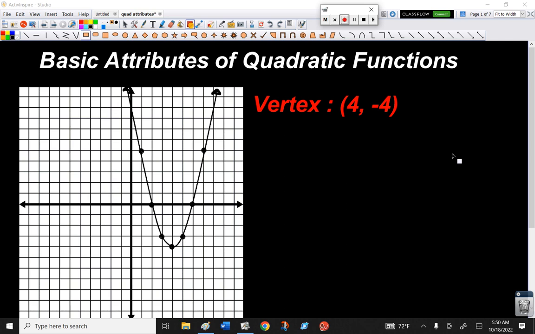Hey students, we're going to start a new unit on quadratics. So we're going to start off with basic attributes of quadratic functions. Basic attributes basically say, what are some features that distinguish the quadratic from everything else? Well, you're going to find out that the quadratic shares a lot of things in common with the absolute value function we just studied. For right now, ladies and gentlemen, go ahead and copy this image down.